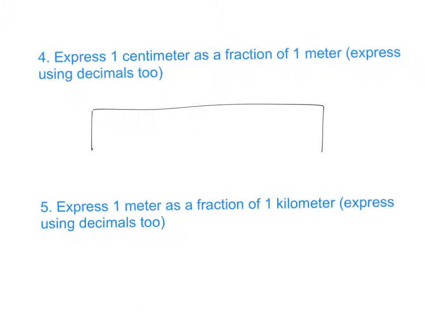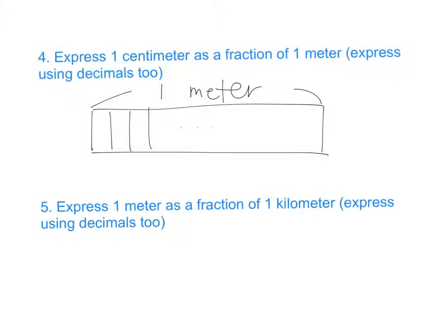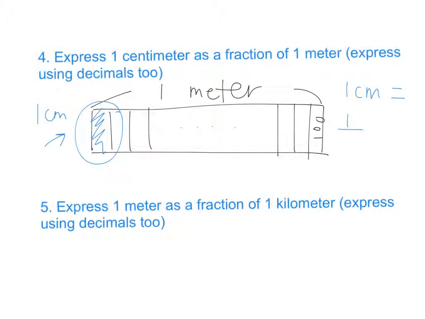Draw a piece of tape, and we can say that that's 1 meter. We know we have to divide it into 100 sections, but we don't want to spend all day drawing 100 sections. So let's just draw a couple, then dot, dot, dot, and then draw some more. And we show that this is number 100. One of these is 1 centimeter. So therefore, we can say that 1 centimeter is equal to 1 out of how many sections? 100. 1/100th, or one hundredth, of a meter.